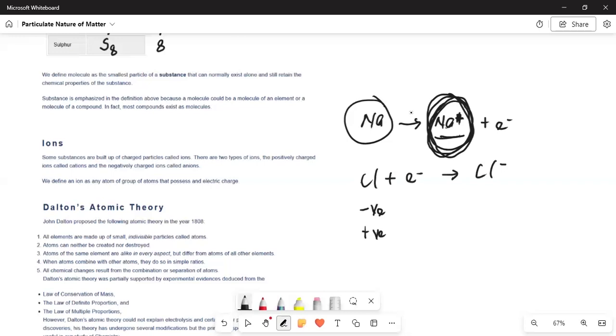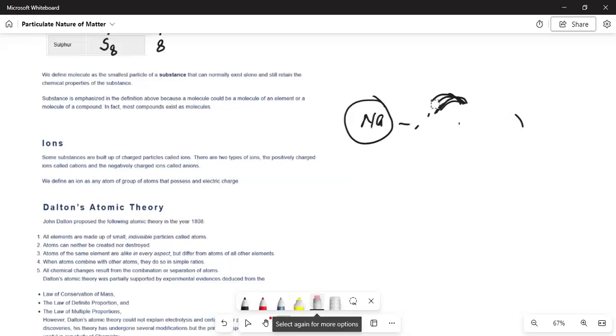In its neutral state, the number of protons and electrons are equal. But now it's gaining an excess electron, an extra electron from sodium. And so now it becomes a charged particle. And this charged particle, because it's negative, is called an anion. So we define an ion as any atom or group of atoms that possess an electric charge. In this case, sodium, or all metals, when they lose electrons, they become positively charged. Why do non-metals gain electrons to become negatively charged?